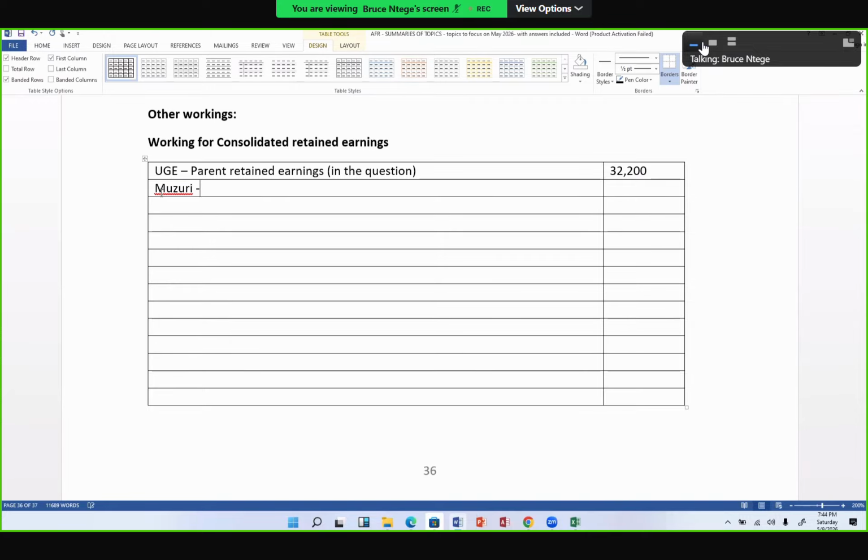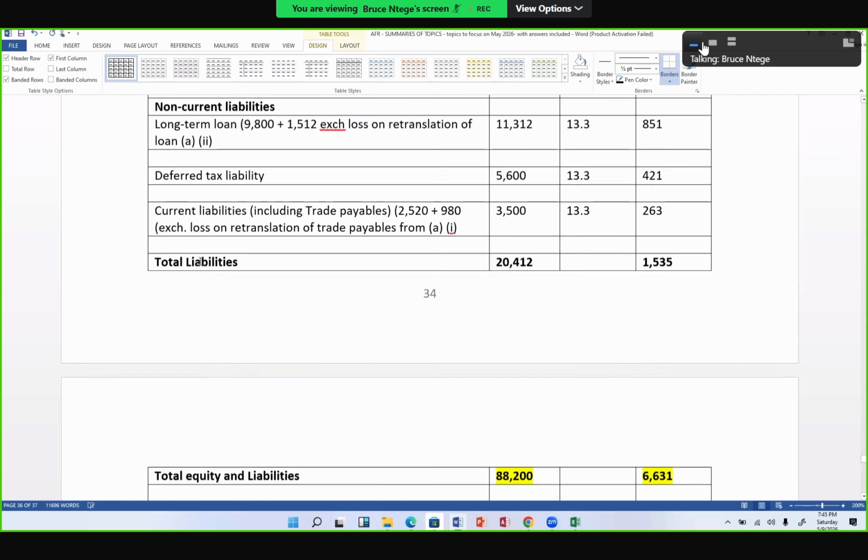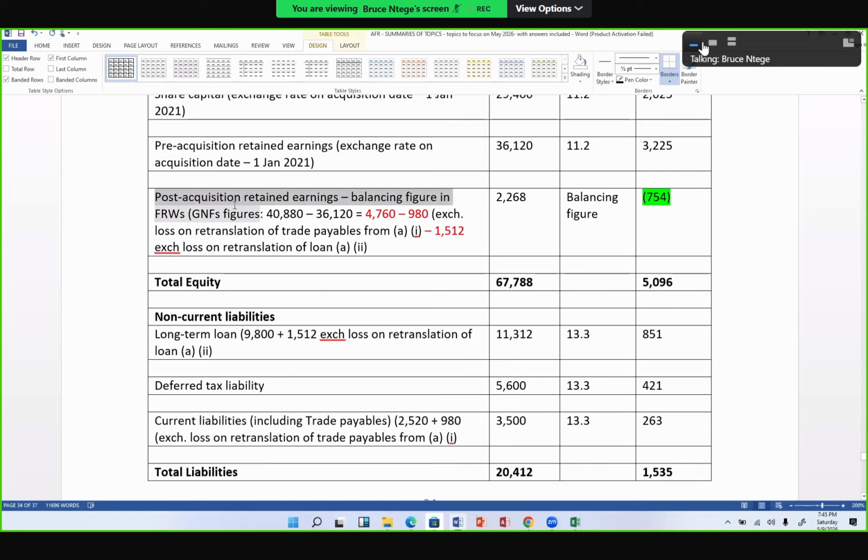Then remember that for the subsidiary, which is Missouri, we want our share of the post-acquisition retained earnings. We want the parent's 60% of Missouri's post-acquisition retained earnings. Remember, Missouri was acquired at the start of the year. We've just seen from our working, our translated balance sheet of Missouri, there's something called post-acquisition retained earnings. The figure we have there is 2268.